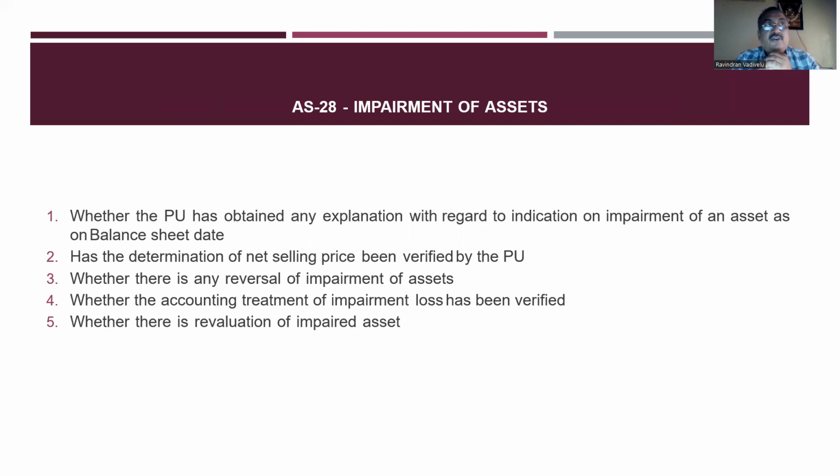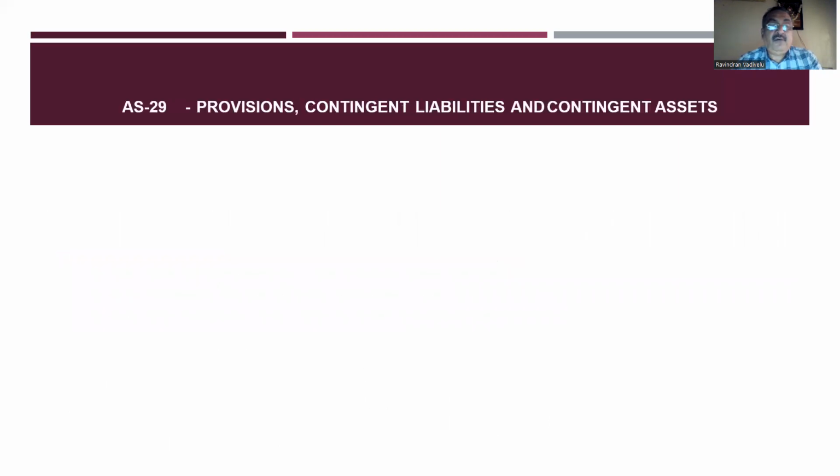Whether the same is being recorded in the accounts or not, because revaluation is not the actual profit. Only when you sell it, you will get the real profit, but revaluation will not increase the profit. So the accounting treatment has to be verified by the practicing unit. Now we are moving to AS 29 with reference to provisions, contingent liabilities, and contingent assets.